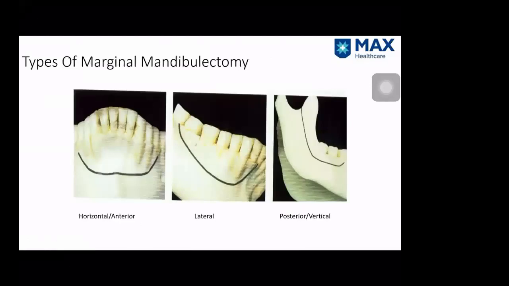Now, marginal mandibulectomy per se can be horizontal or vertical. It may even be called anterior, where it is just limited to the anterior part, or it may be lateral, where we're going through the ramus also. Posterior may involve the coronoid.